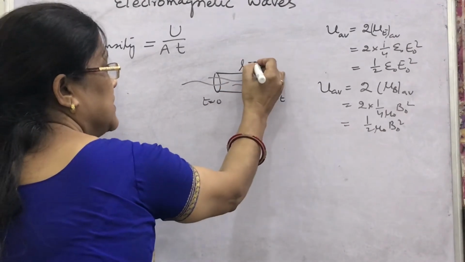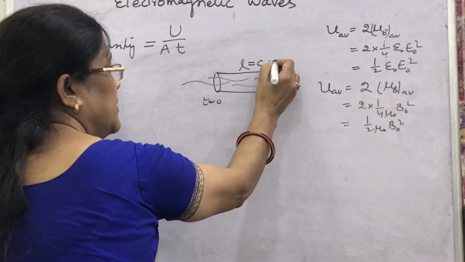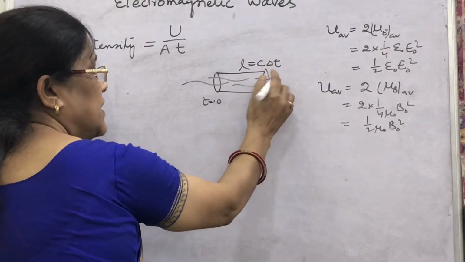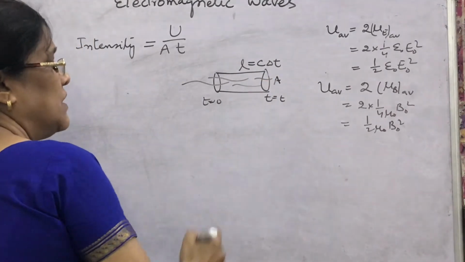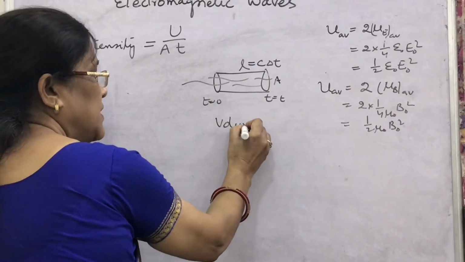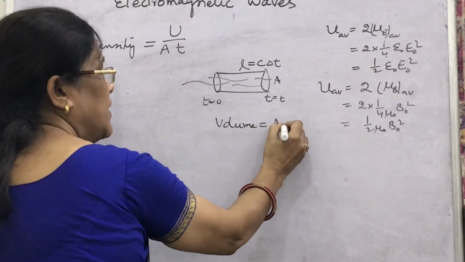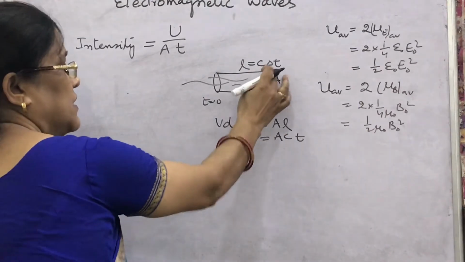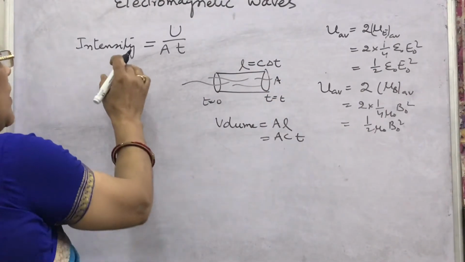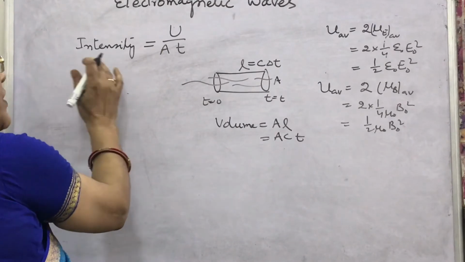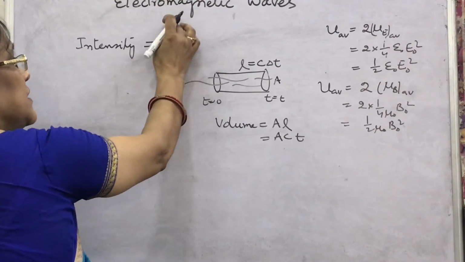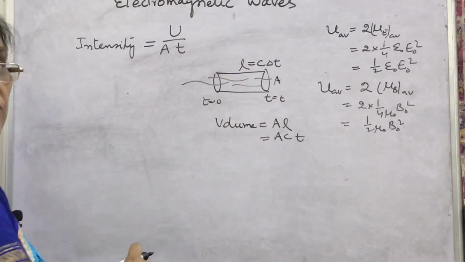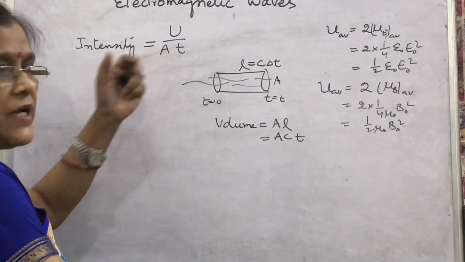Then what will be the distance covered? This will be c into delta t. What will be the area of cylinder? This is the area of cross section. And what will be the volume? For the imaginary cylinder we have considered, this is A into L, that is A c into t, in the time t. If you consider intensity of EM waves, then the energy passing through this imaginary area we have to consider per second.